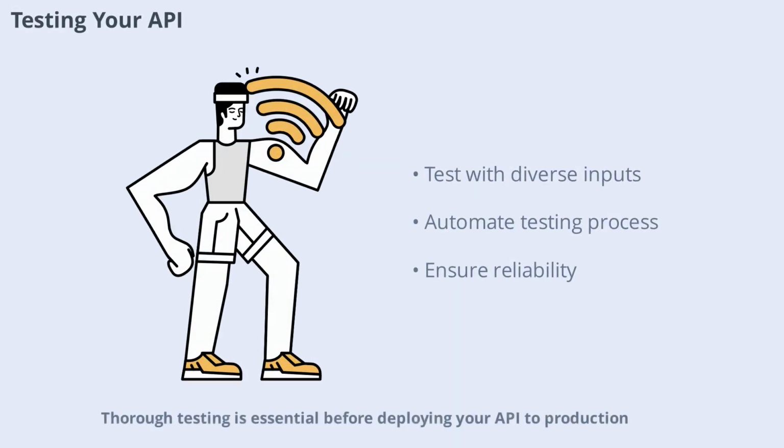Thorough testing is essential before deploying your API to production. You should test with a variety of input scenarios, including edge cases and invalid data, to ensure your API handles everything gracefully. Automated testing tools can help you run these checks efficiently. Testing not only catches bugs but also ensures your API meets performance and reliability standards. This step is critical for building trust with users and stakeholders.